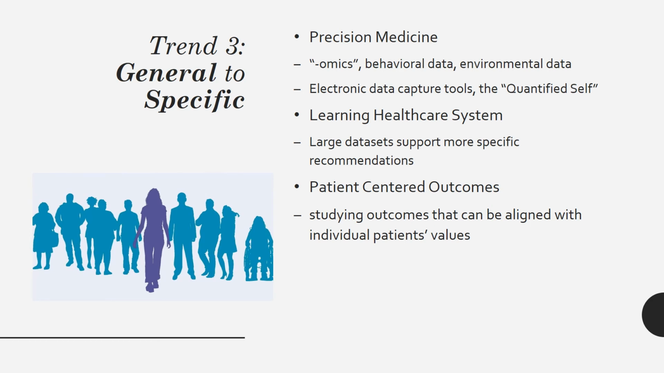So trend 3, general to specific. So we hear a lot about precision medicine and genomics and the metabolome, and there's also behavioral data, environmental data, quantified self data. There's lots of ways to get more and more precise information about individual patients. And not just that, in our learning healthcare system, we have these bigger and bigger data sets that allow us to look at smaller and smaller subgroups, more specific.